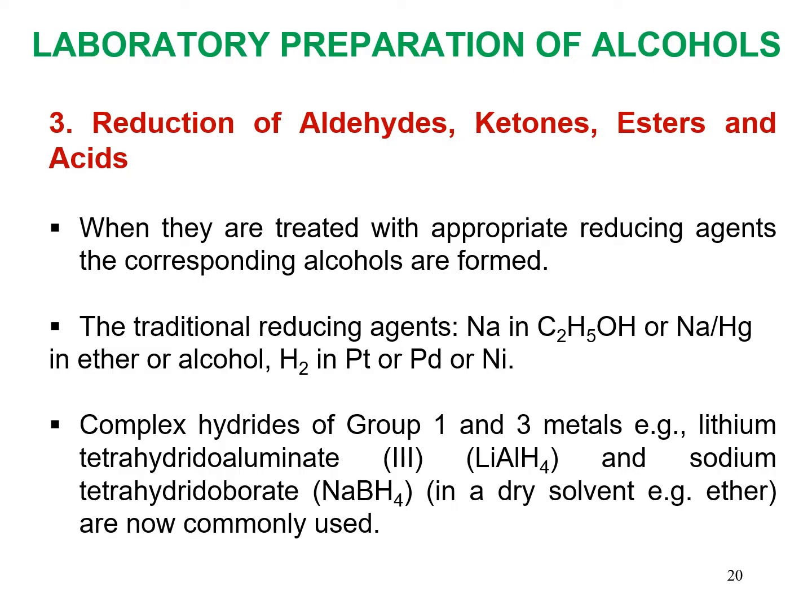Now, traditional reducing agents are sodium in ethanol, or sodium amalgam with a solvent of ethanol, ether or alcohol. But commonly, we use hydrogen molecule with platinum, palladium, or nickel as a catalyst. So any of these can do the reduction. But there are also complex hydrides, which are group 1 and group 3 metals. Examples are lithium aluminum hydride and sodium borohydride. These solvents can also be used.